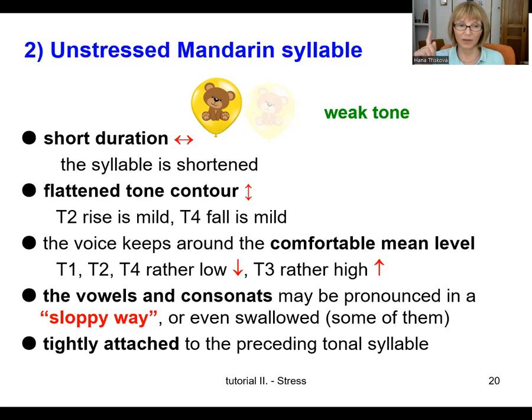And this is very important. The vowels and consonants of unstressed Mandarin syllable tend to be pronounced in a sloppy way. Because the whole syllable is short, you just don't have time for proper articulation. So they are kind of sloppy, or they may be even swallowed. Not all of them, but some of them. And finally, unstressed Mandarin syllables must be attached to something, to preceding tonal syllable.